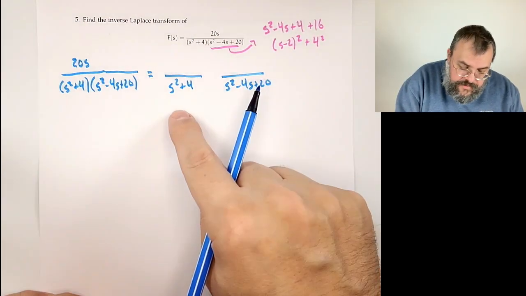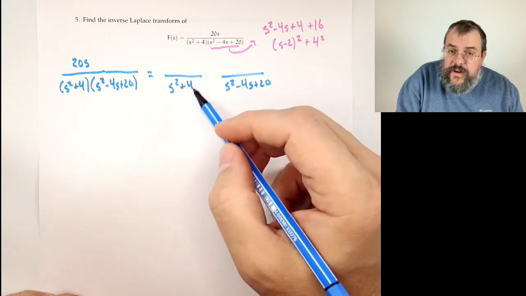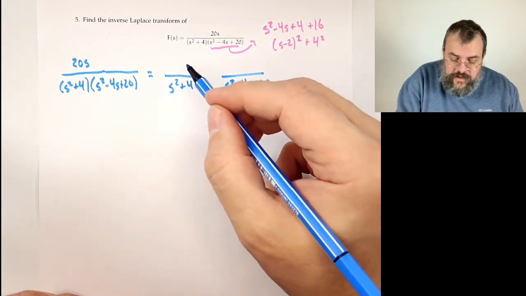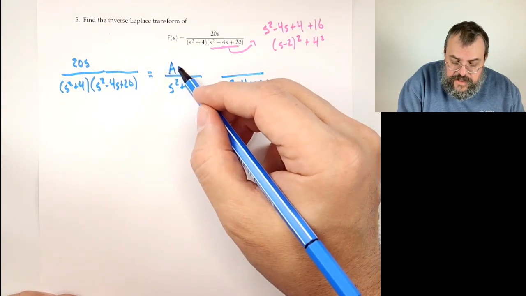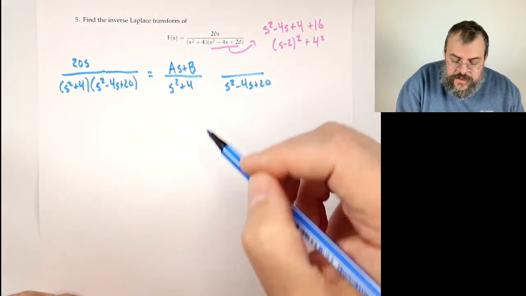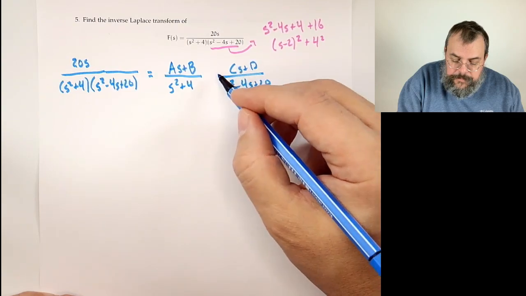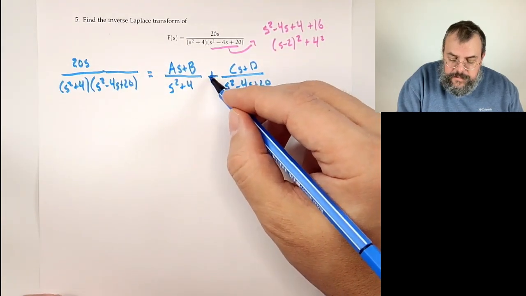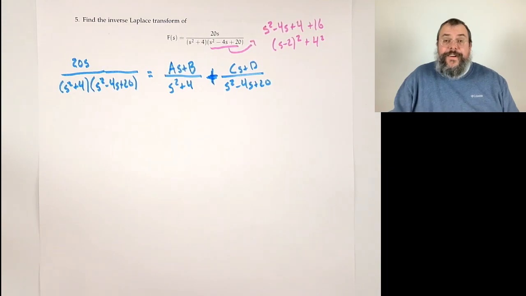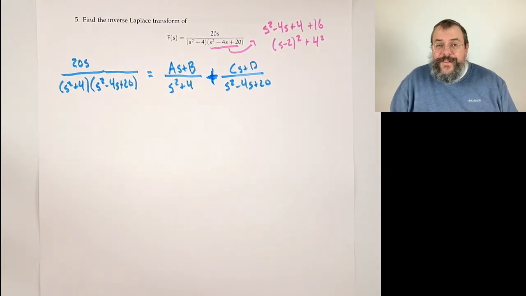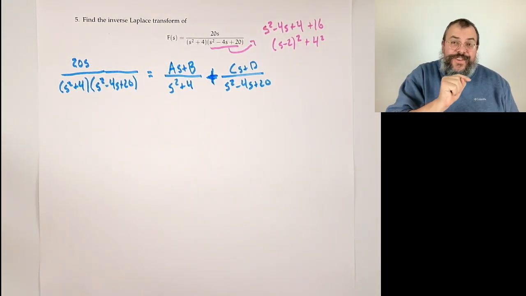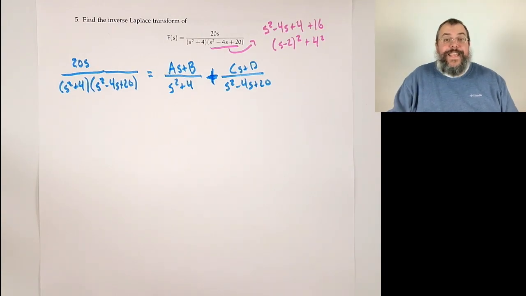All right, upstairs, because these are irreducible quadratics, we actually have to have what we would call linear terms, as plus b and cs plus d. Whoops, that should be a plus sign there. All right, so now we have to solve for a, b, c, d. Yes, we do.